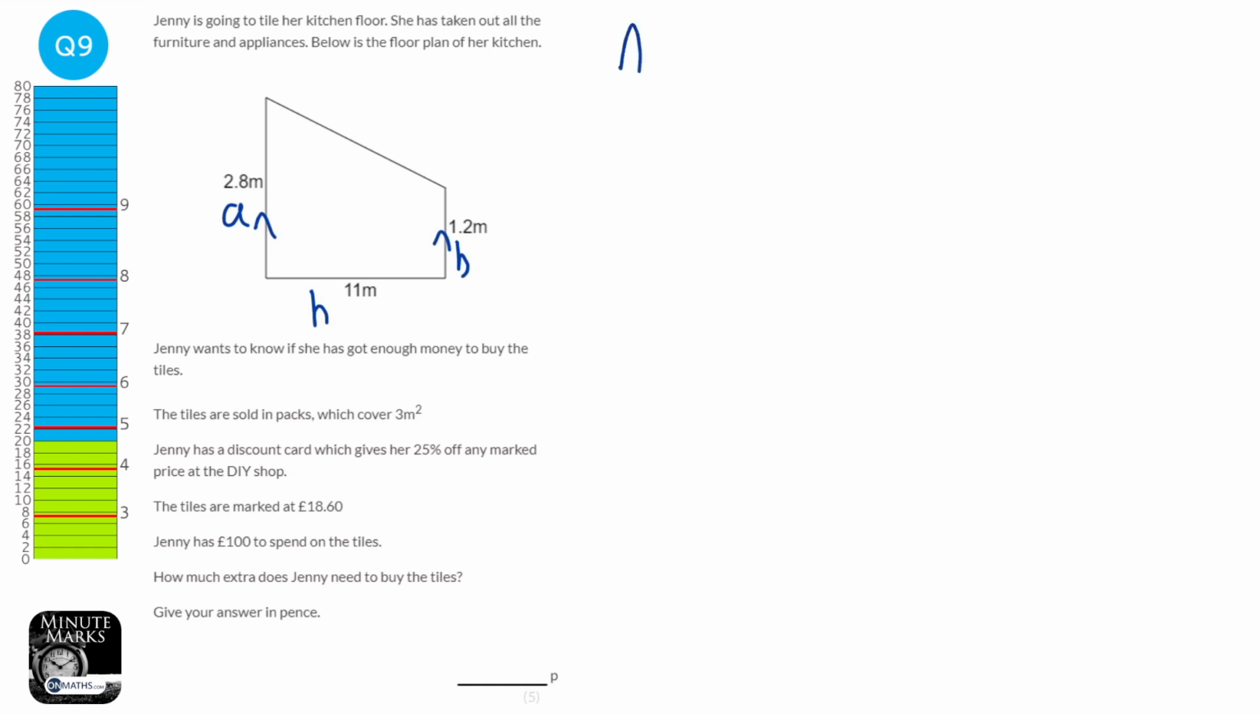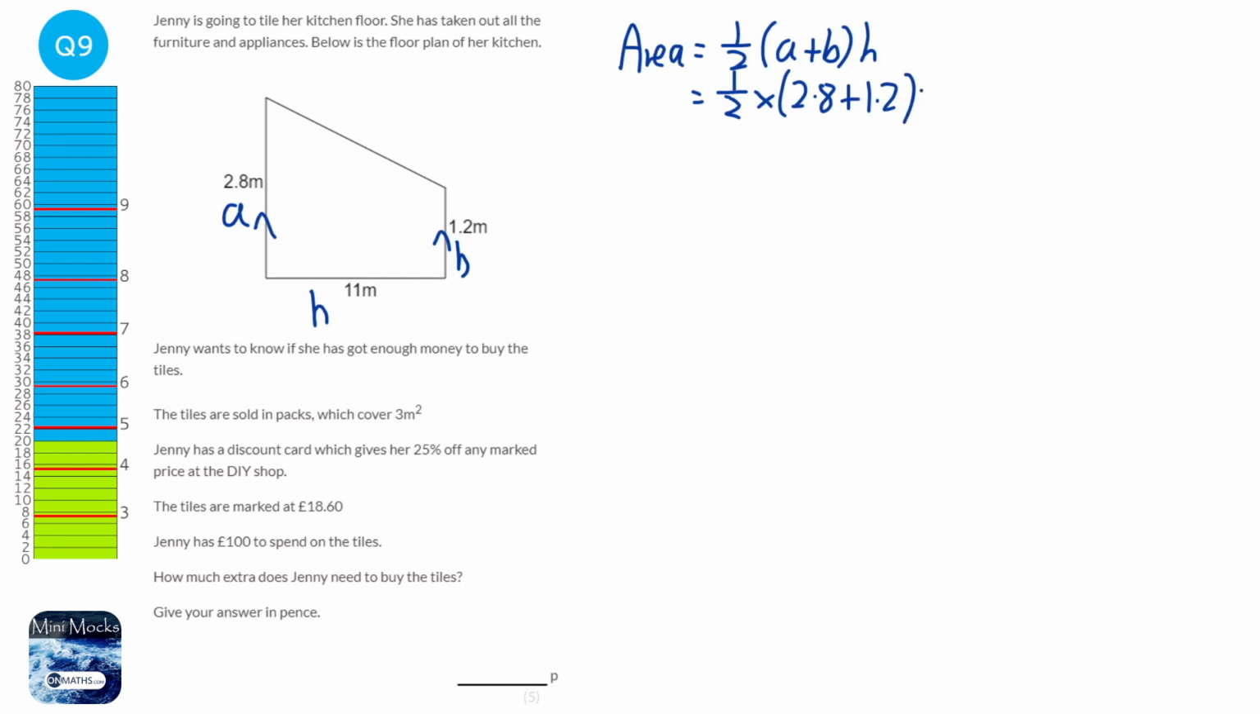So we're going to start off by writing down the formula. So it'd be half (a + b) h. So half times (2.8 + 1.2) times 11. And when we do that, we get 22. So the area of the floor is 22 meters squared.